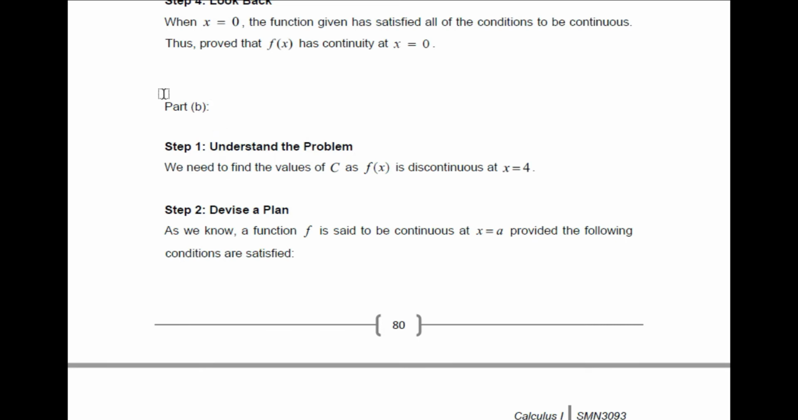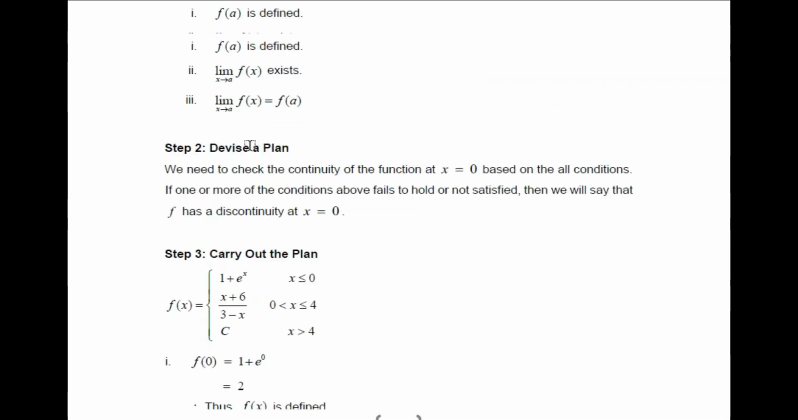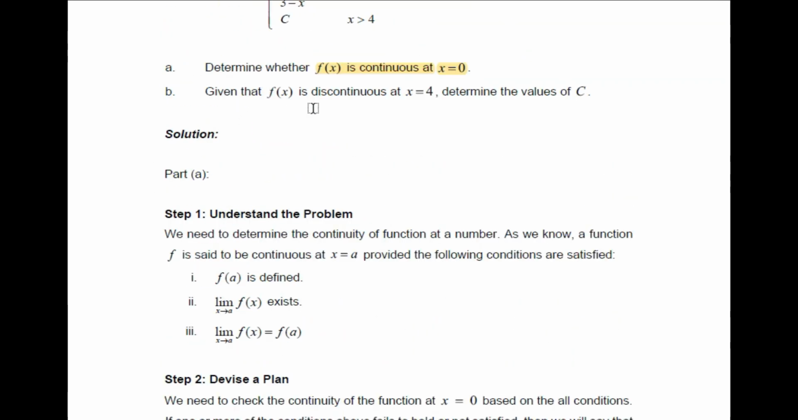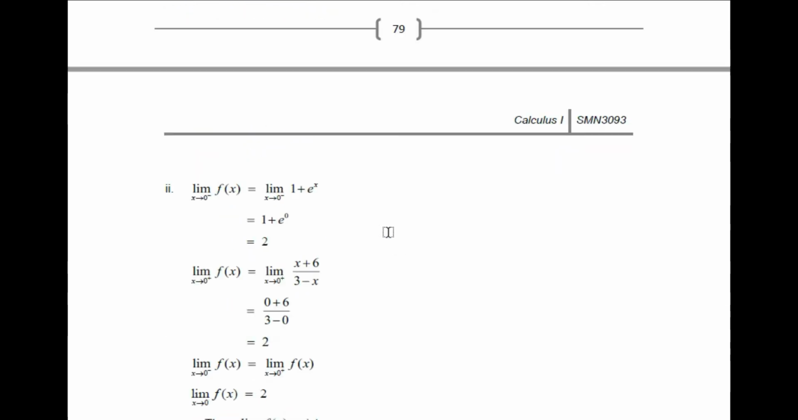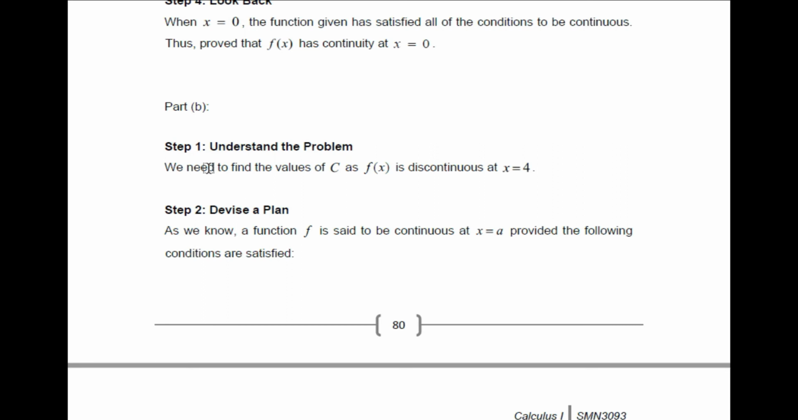We move on to part B, where the question is to determine the value of c. We need to find the value of c, given that f(x) is discontinuous at x equals 4. We go for step 1, which is to understand the problem. We need to find the value of c as f(x) is discontinuous at x equals 4.